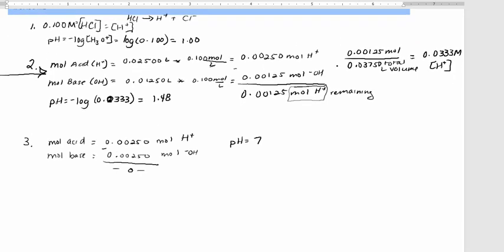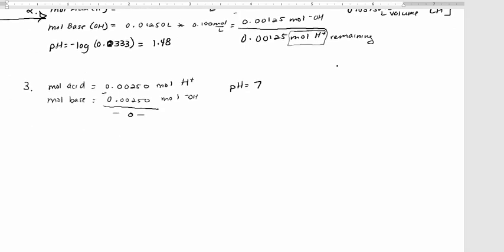Now in the fourth scenario, we have 37.5 milliliters of base. So I still have the same number of moles of acid. And now I need to calculate my new moles of base, and I do that the same way I did above. So I'm going to take my 37.5 milliliters and multiply it by the concentration.